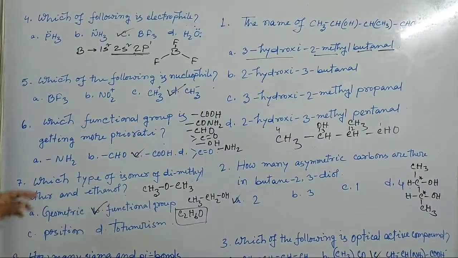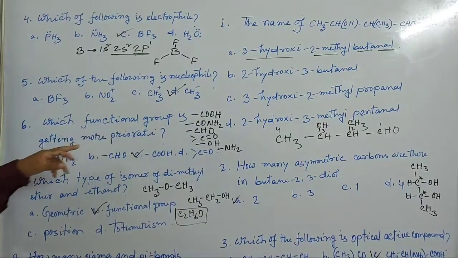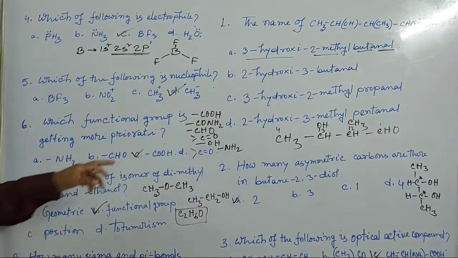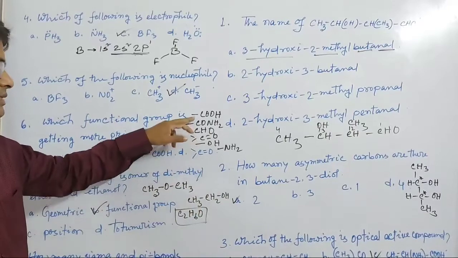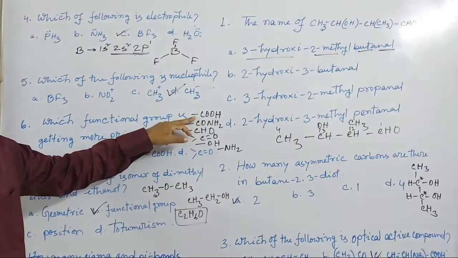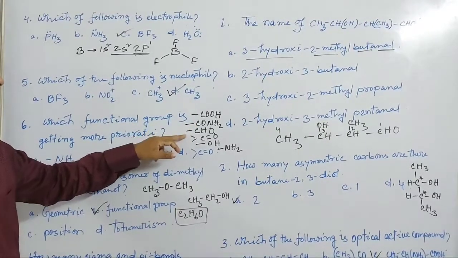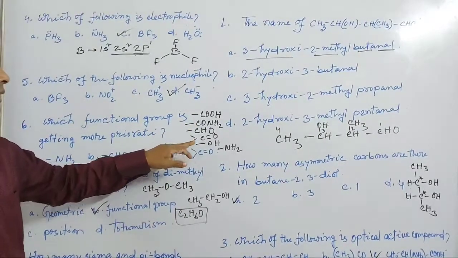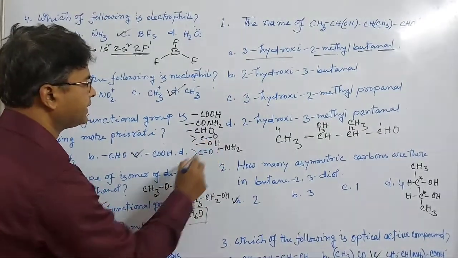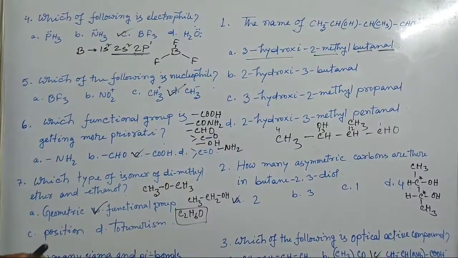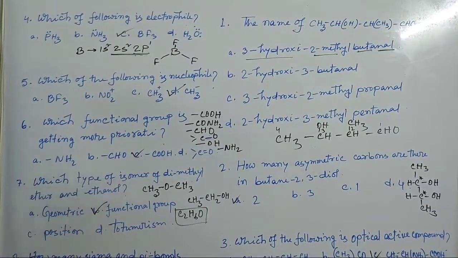Number 6. Which functional group gets more priority? If I show you the order of priority of some functional groups, you will see that the first one is carboxylic group, amido group, aldehyde group, ketonic group, alcoholic group, and amino group. So the correct choice will be C.